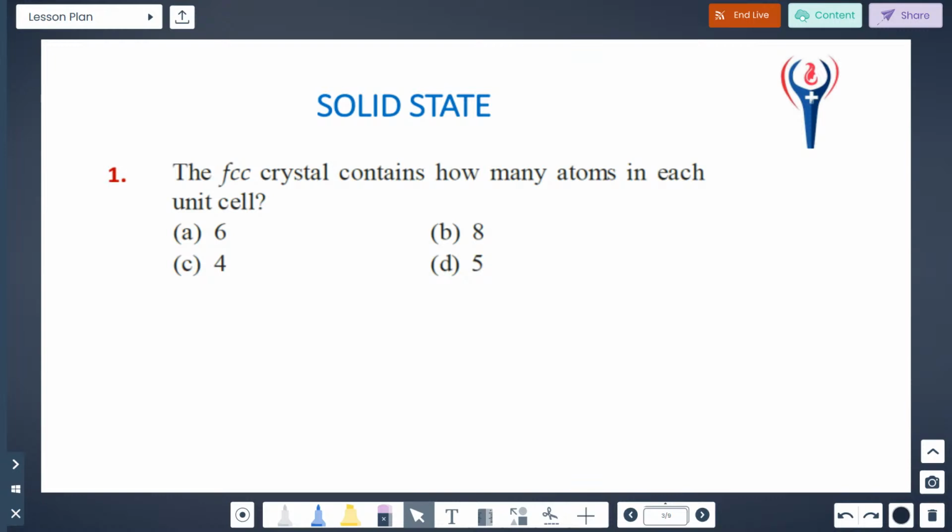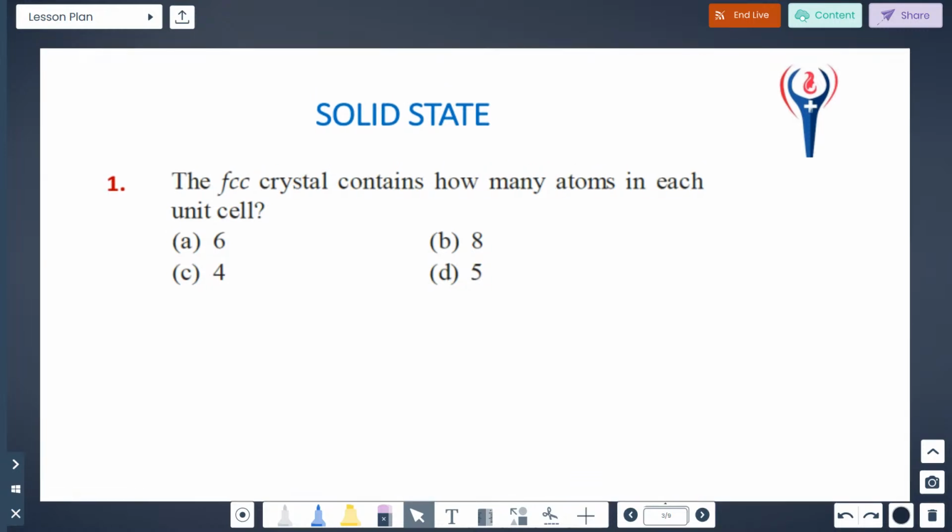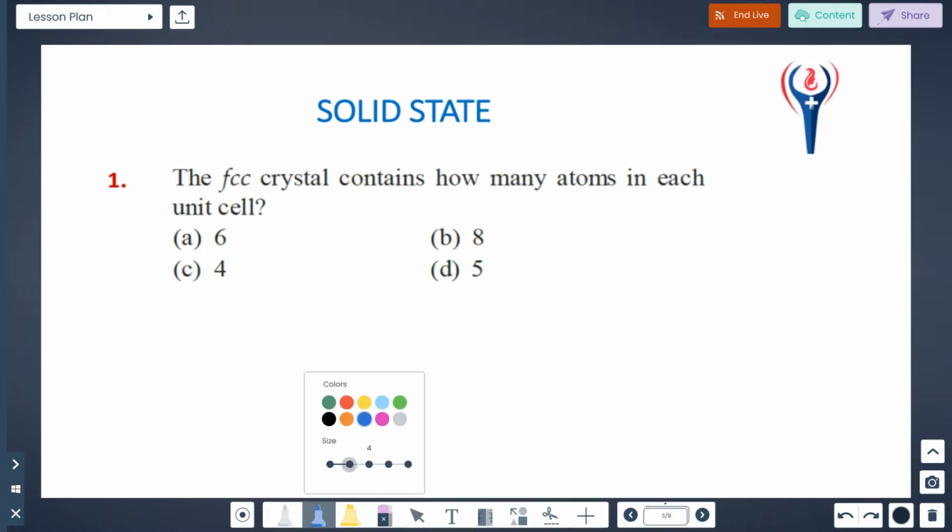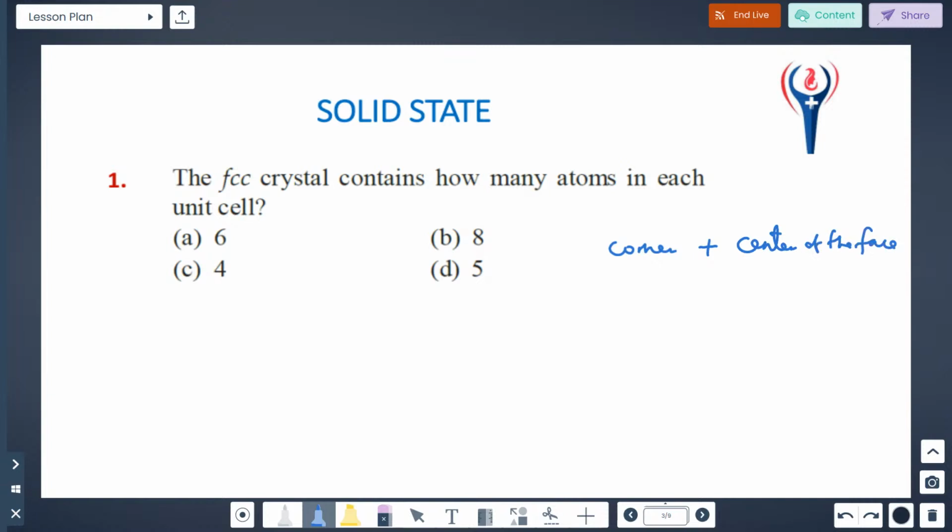Understood? So in face center cubic, atoms are present in corner as well as the center of the face. Are you following? Center of the face. Okay. So each corner atom is shared by 8 unit cells. So we have 8 corners. So this is the calculation.